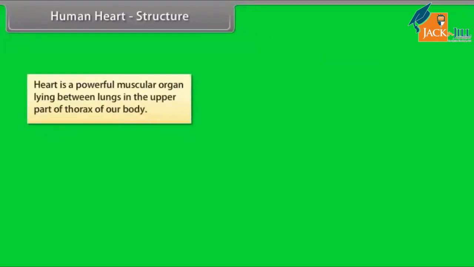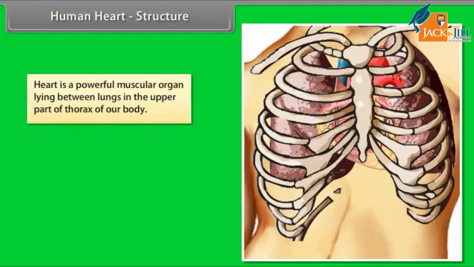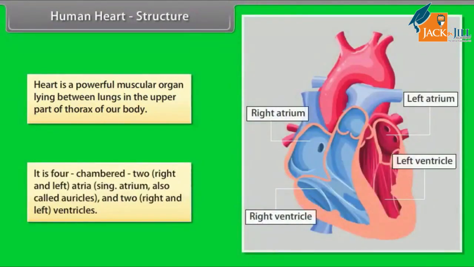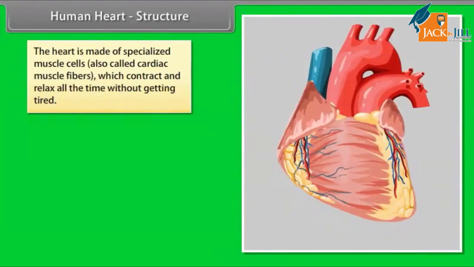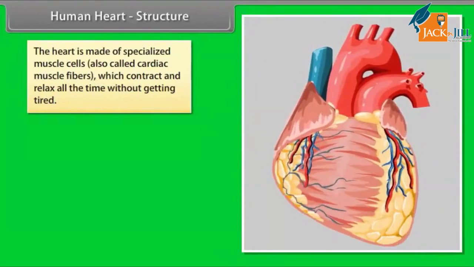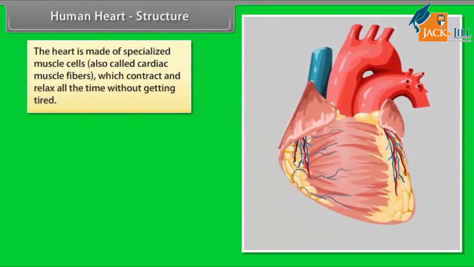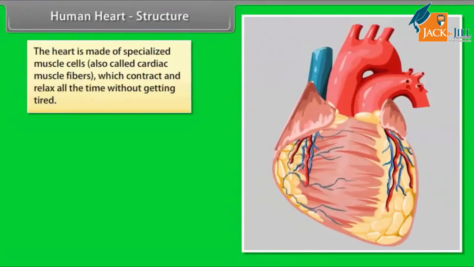Human heart. Structure. Heart is a powerful muscular organ lying between lungs in the upper part of thorax of our body. It is four-chambered: two right and left atria, singular atrium, also called auricles, and two right and left ventricles. The heart is made of specialized muscle cells, also called cardiac muscle fibers, which contract and relax all the time without getting tired.